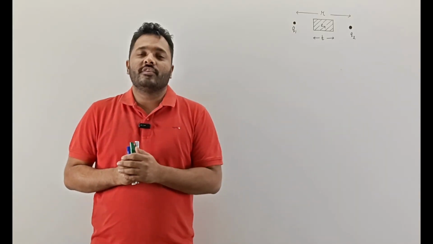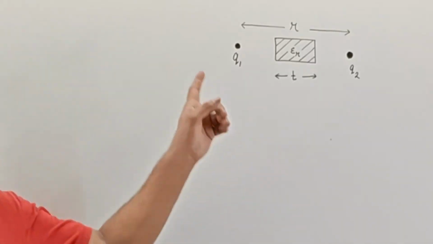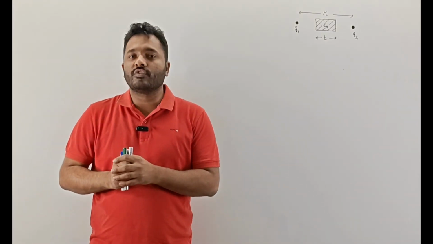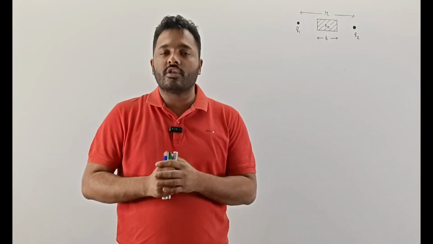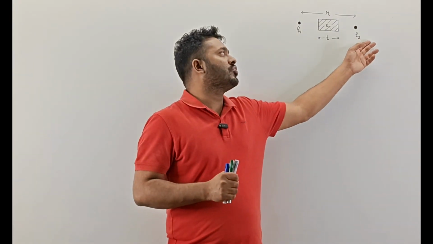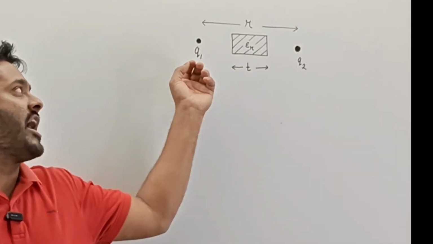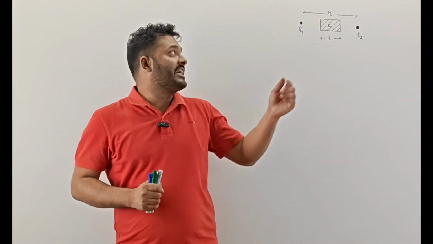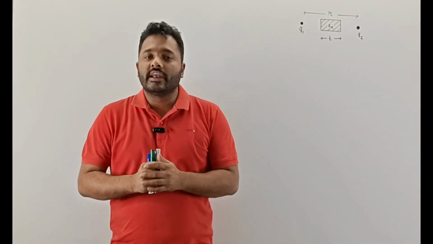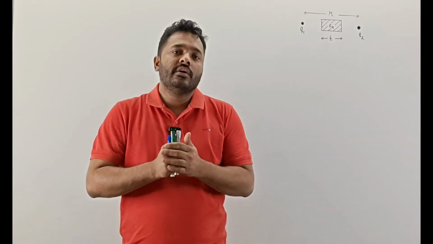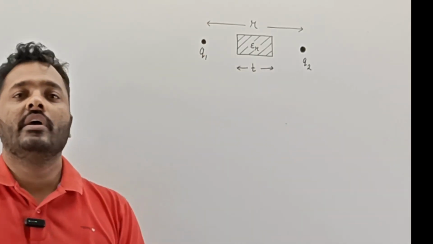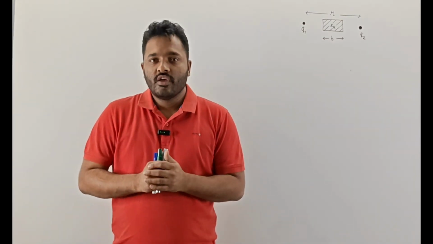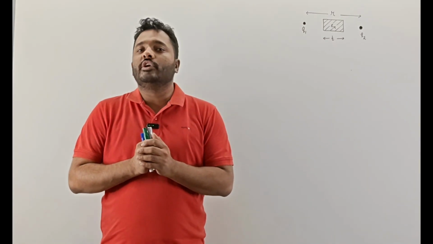So we have two charges, Q1 and Q2, separated by a distance R. We need to find out how the force between the two charges, or the force which charge Q2 exerts on 1, or charge 1 exerts on 2, will get affected if a dielectric constant epsilon r of thickness T is introduced between the two charges as shown. So this is the problem which we need to solve.